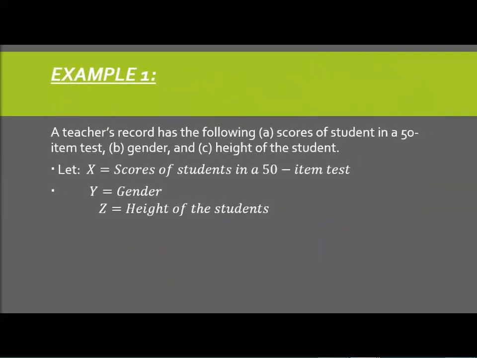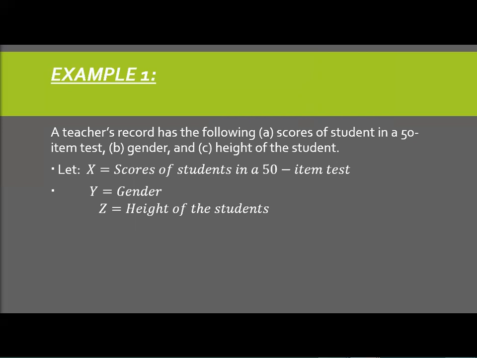Say, for example, a teacher's record has the following. First, we have the scores of the student in a 50-item test. That is for the X set. For the Y set, we have the gender of the students, and the Z set is the height of the students. So let's classify those. Oh, ano ba sila? Is that discrete or continuous in nature?